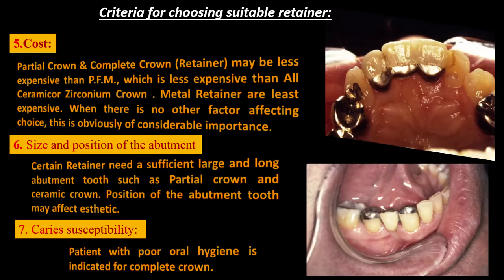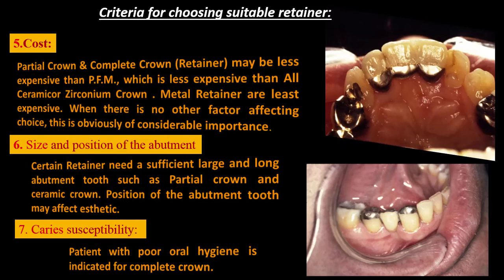Other factor is cost. Partial and complete may be less expensive than porcelain fused to metal, which is less expensive than all ceramic or zirconium crown. Metal retainers are least expensive. When there is no other factor affecting choice, this is obviously of considerable importance. طبعا لما كل فاكتور كانت مو مهمة بالنسبة لنا ونجي على الكوست وكان في شيء مهم بالمريض يعني فاكتور قلناها كل هذه ما كانت مهمة في عملية الاختيار ممكن تختار أي نوع تريد يبقى المريض الابيليتي تو باي هم مهمة لأن احنا مثلا زرقونيوم كراون مثلا it's more expensive than full metal crown لذلك لازم تخلي الابيليتي of the patient to pay مقابل the cost of the restoration as a factor during selection of type of retainer.